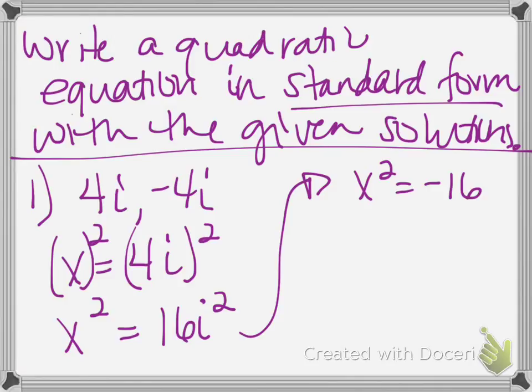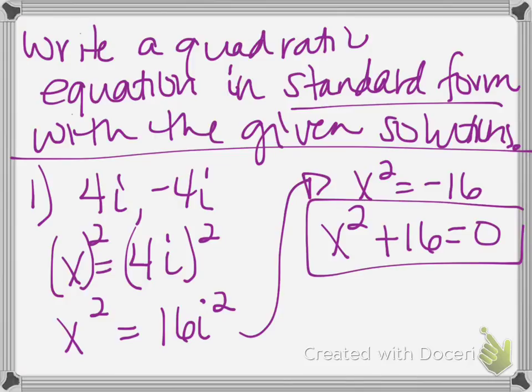So that's the key word here, it needs to be in standard form. That means I need to have ax squared plus bx plus c equals 0. So I will have x squared plus 16 equals 0. And that is now written in standard form. You can always double check that your equation is correct by solving it, just to make sure that you get 4i and negative 4i. So we kind of had to work backwards a little bit there. Okay, let's look at another one.